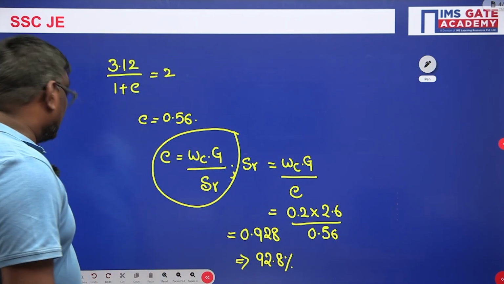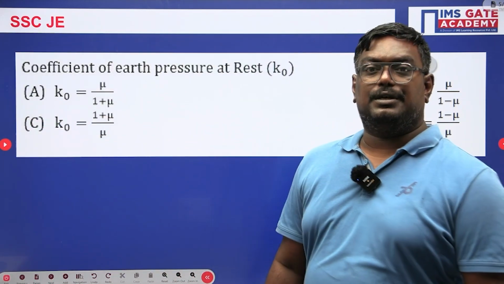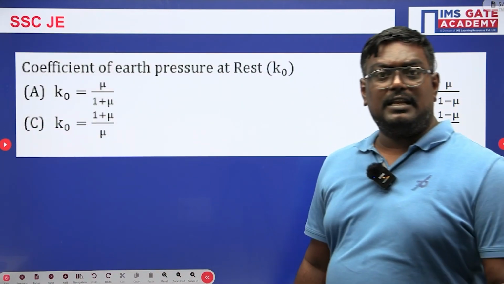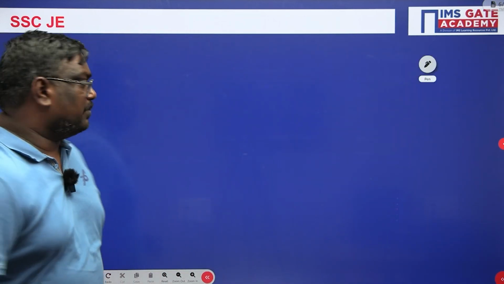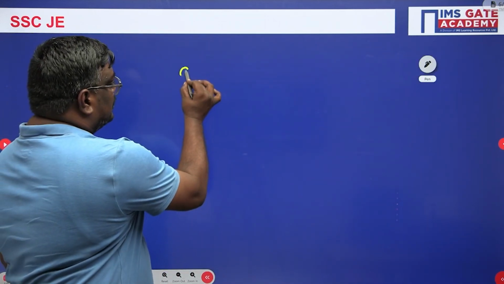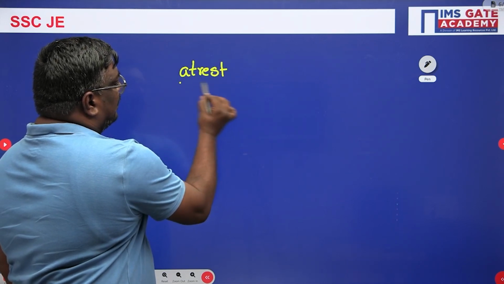So let us move quickly into the next question. Now, what is the coefficient of at rest pressure? Now, my dear students, if you talk about earth pressure, there are 3 types of earth pressure. One is the at rest pressure, active pressure, and passive pressure.